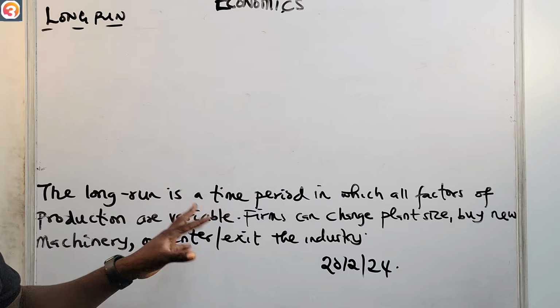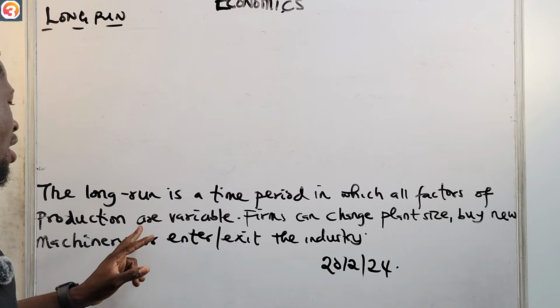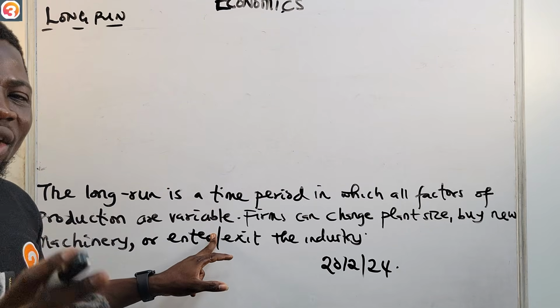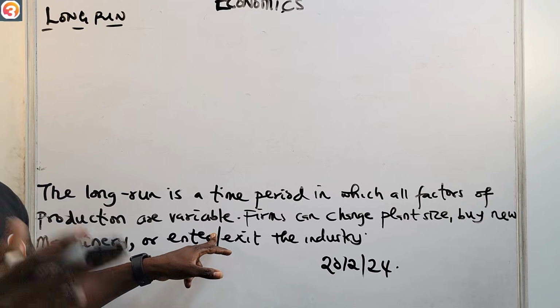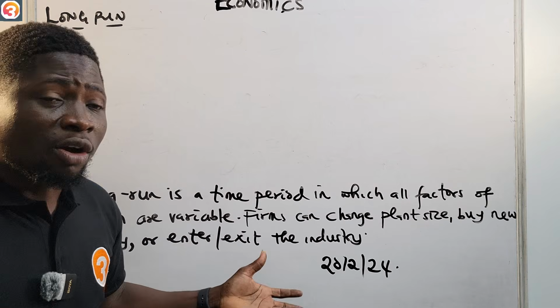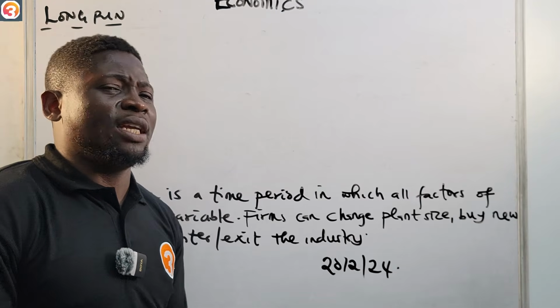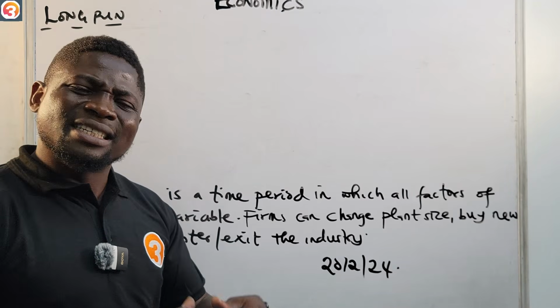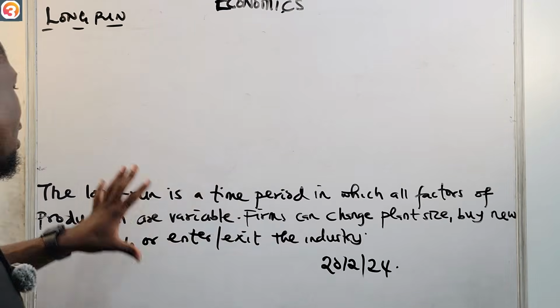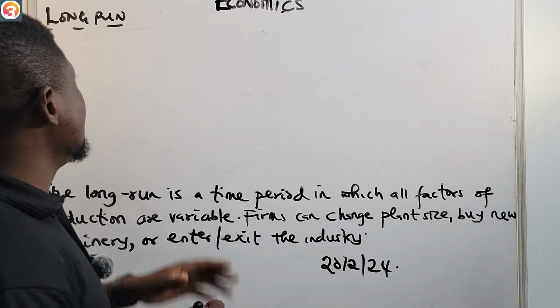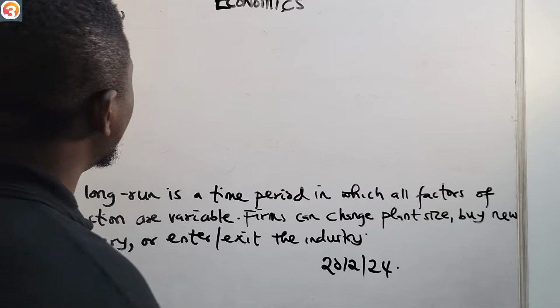So in the long run, all factors of production are variable. The entrepreneur can decide to leave, or he can take a huge business decision to pump more money into the production process. It's his choice. That is what the long run is. Let us see the key characteristics of the long run.